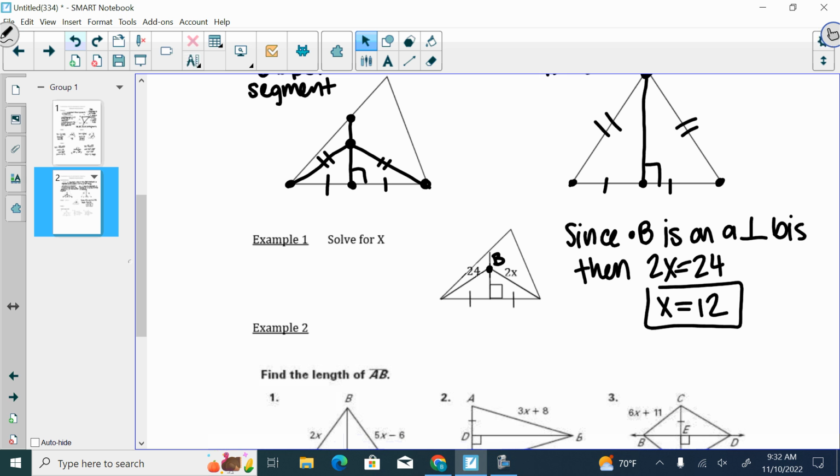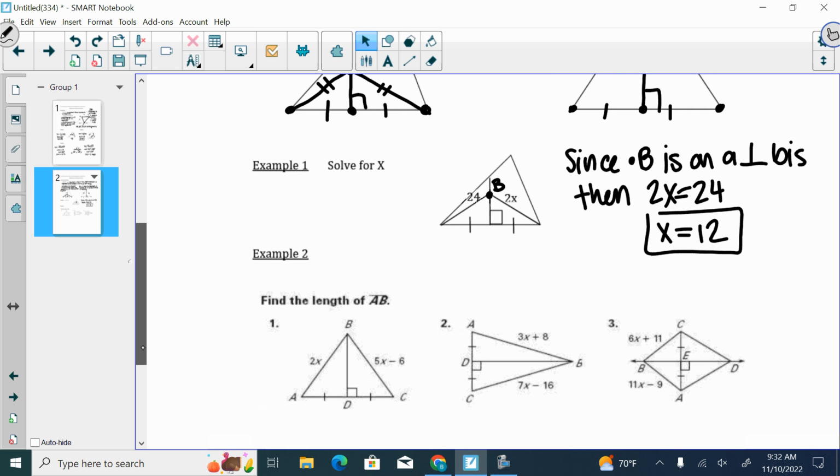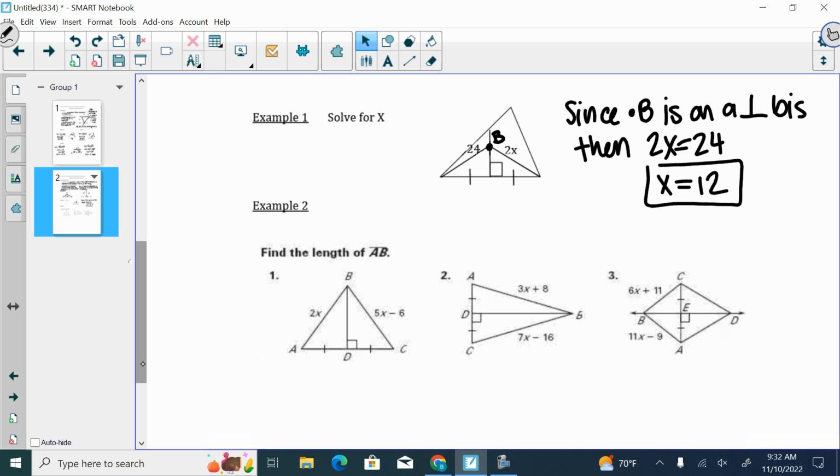All right. So keeping that same idea in mind, on the next example, we have 3 different pictures where they ask us to find the length of the side AB on all 3 of these. Okay, so on number 1 in this example, side AB would be this one here. What kind of a triangle is this going to be? Right, because we have a perpendicular bisector that is intersecting at the vertex. Very good. So I know I have an isosceles triangle.